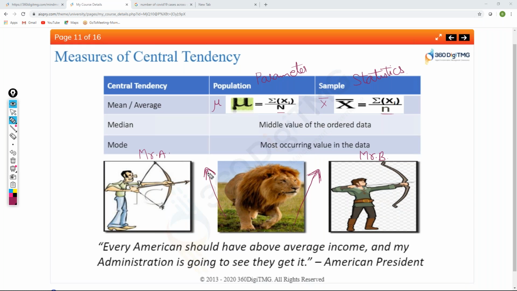One arrow missed from the left, another arrow missed from the right, the lion is chasing you. But these two people jump with joy. They hug each other. They say, yes, we made it. Why on earth were Mr. A and Mr. B happy? Any thoughts, anyone?